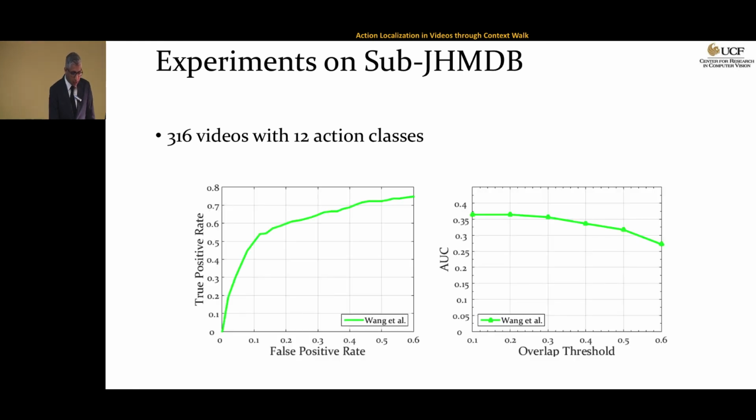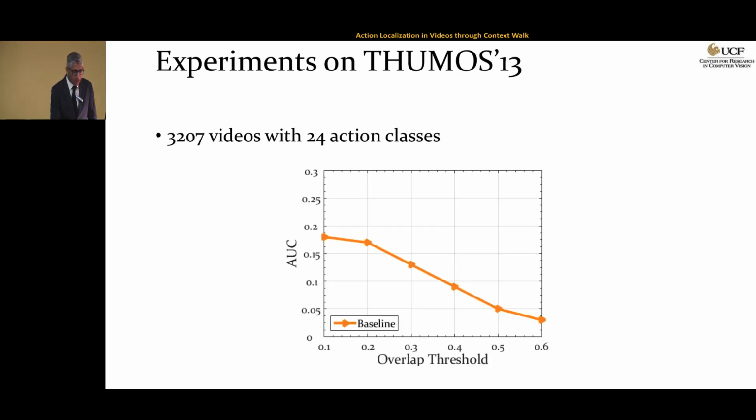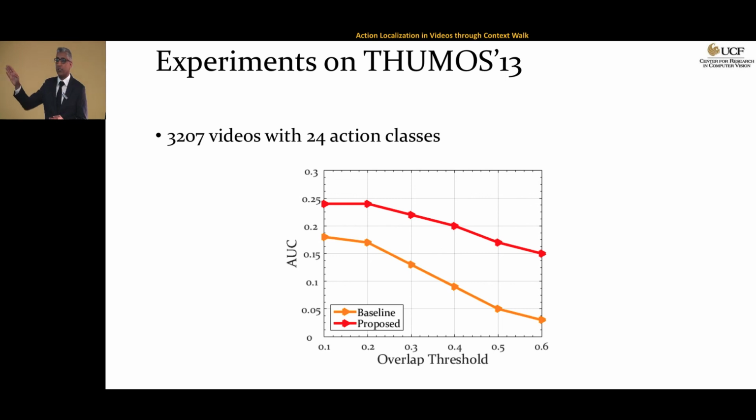Next, we show results on sub-JHMDB. Here are the state-of-the-art results, and the red curve is our proposed approach, where we perform better than the state-of-the-art results reported on this dataset. Lastly, we show results on THUMOS 13. For this dataset, we were the first to report results. So we came up with a supervised baseline that would exhaustively generate bounding boxes in each frame and then connect them based on their features. This is a baseline for that particular dataset, and we significantly improve the performance, where we perform better at multiple overlap thresholds with the ground truth, going from 10% until 60%.